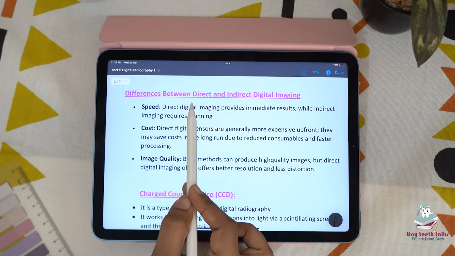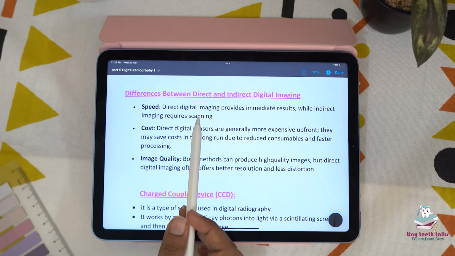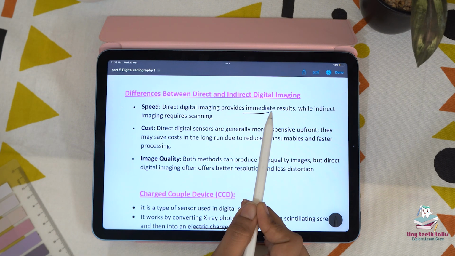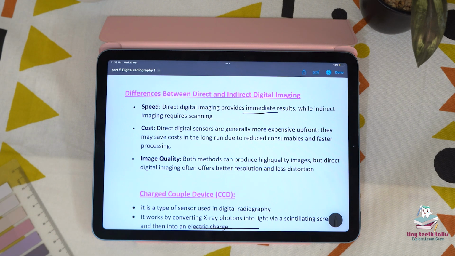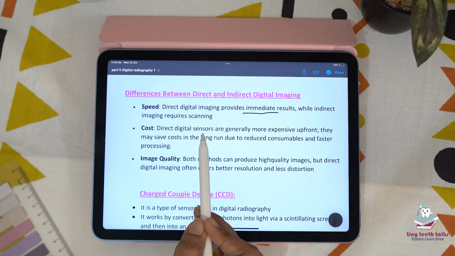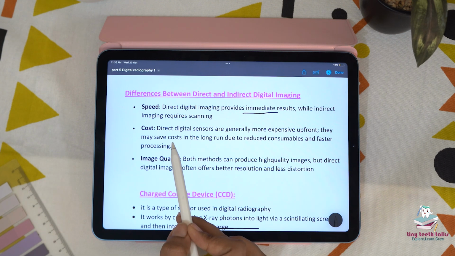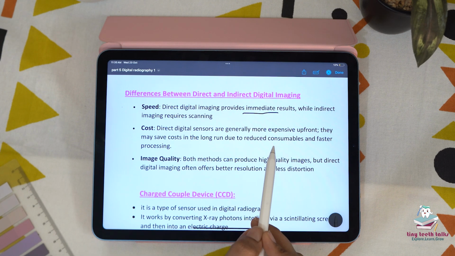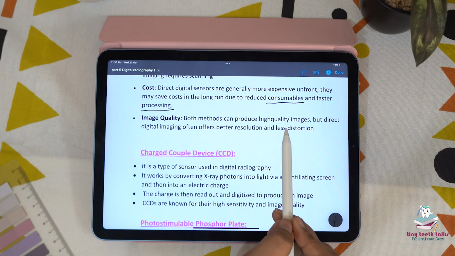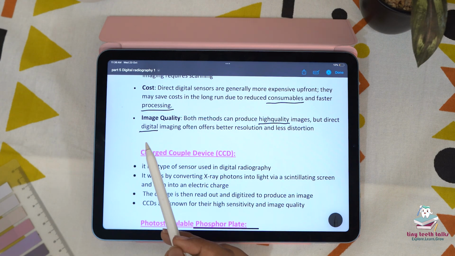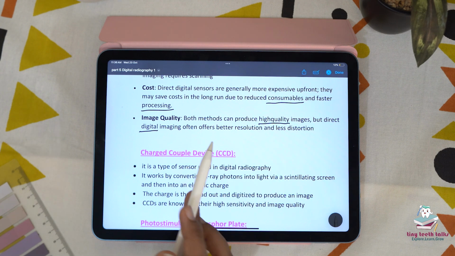Coming to the differences between direct and indirect digital imaging. So, speed. Direct digital imaging provides immediate results, while indirect imaging requires scanning, meaning it requires laser scanning. Cost. Direct digital sensors are generally more expensive upfront. They may save cost in the long run due to reduced consumables and faster processing. Both methods can produce high quality images, but direct digital imaging often offers better resolution and less distortion.